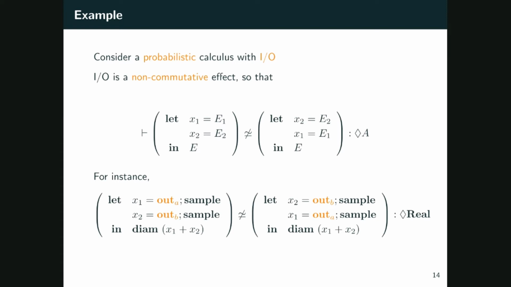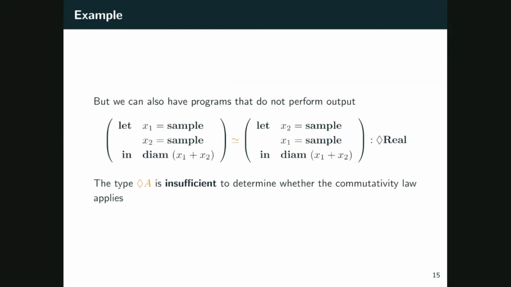So for instance, here we have programs in which we perform output, and of course, the order in which the output is performed is relevant, right? However, in this calculus, we may also have programs in which we do not perform any output operation or any input operation. So we just have, for instance, only randomness. And in that case, we might want to apply commutativity of sequencing. As we know, randomness is a kind of commutative effect, right? So we can apply that law.